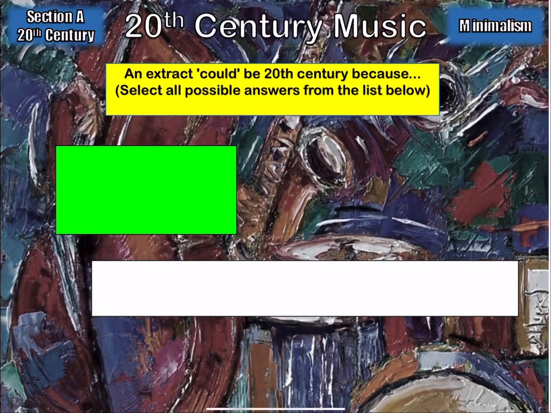Okay, so let's go through these now. These are the answers you should have selected. So the first one is dissonant harmony. Functional harmony would be incorrect because that's dealing with chords within a key. You might have that of course, in an example of 20th century music, but we're now thinking about non-functional harmony, so crunchy chords, dissonant harmony.